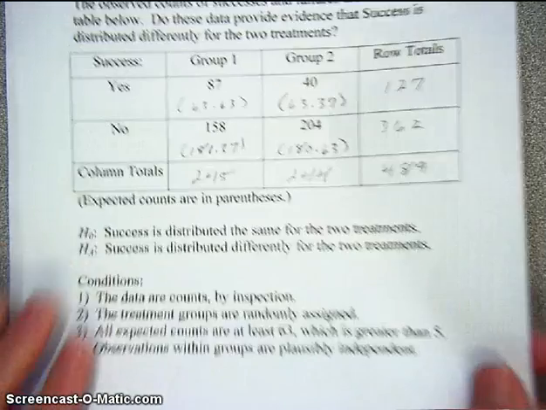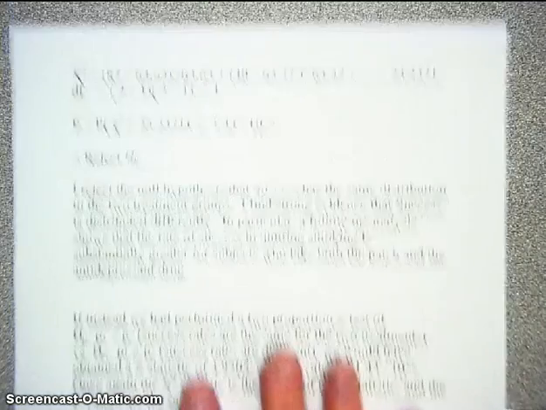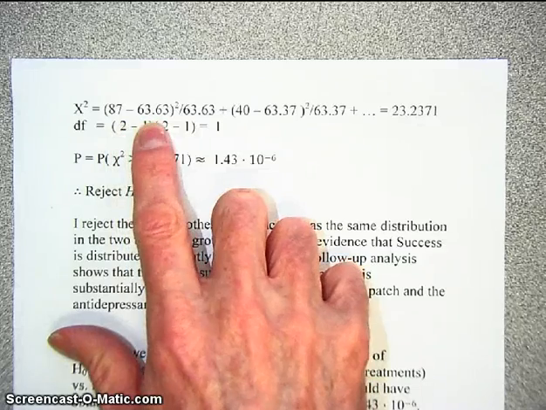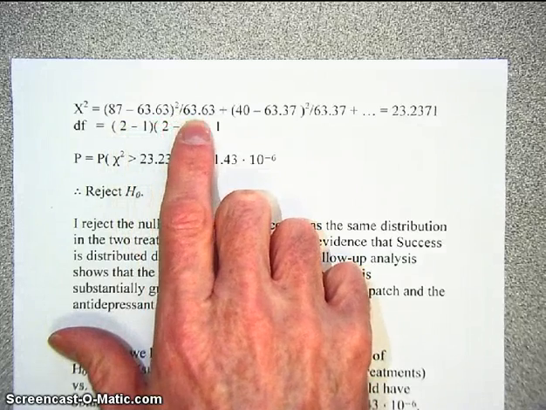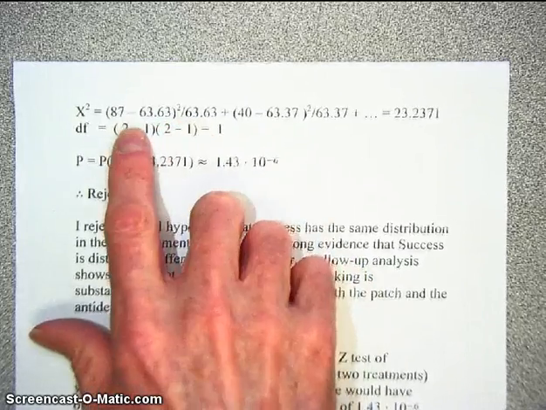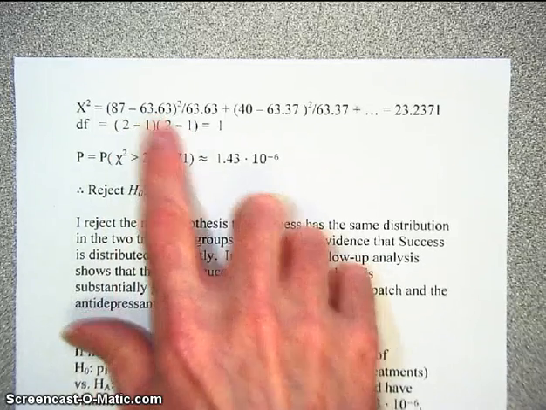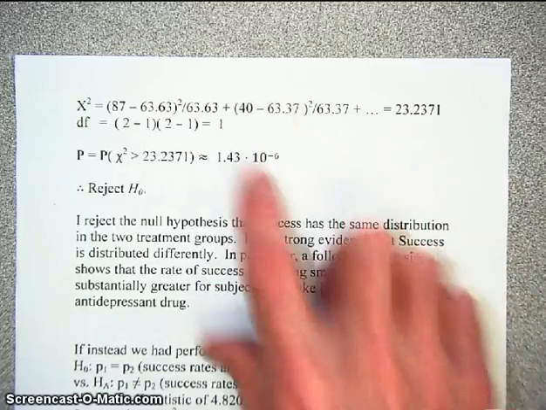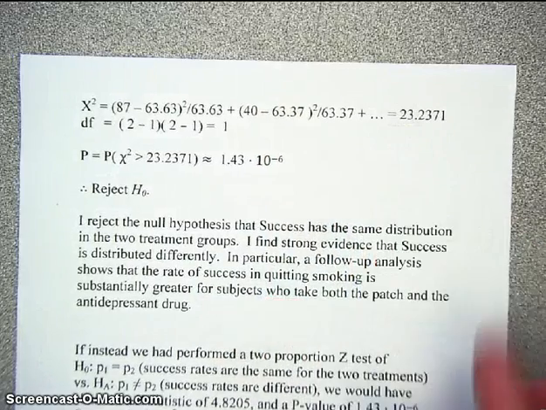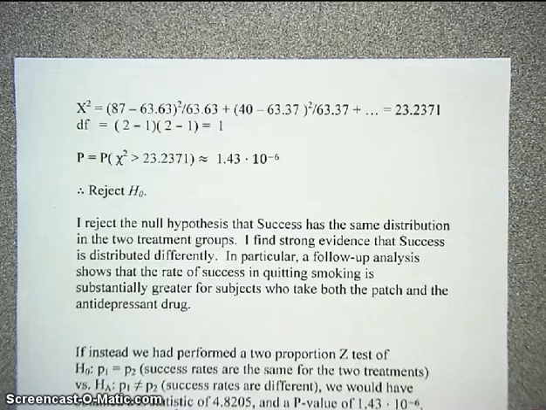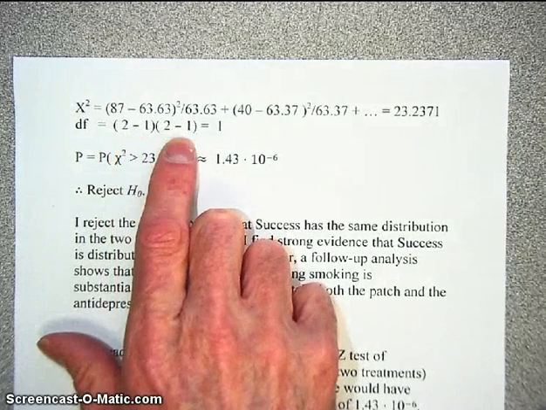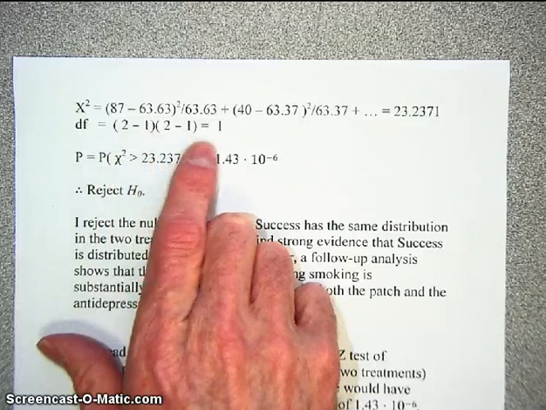When we do this test, we're going to calculate the chi-square statistic. The way to do that is to take the observed count minus the expected count for each cell, square it, divide by the expected count. And I did that for the top row, first column, and top row, second column, and then the other two just follow the same pattern. They all add up to 23.2371. We have degrees of freedom equal to 1. That's 2 rows minus 1 times 2 columns minus 1. 1 minus 1 is 1.